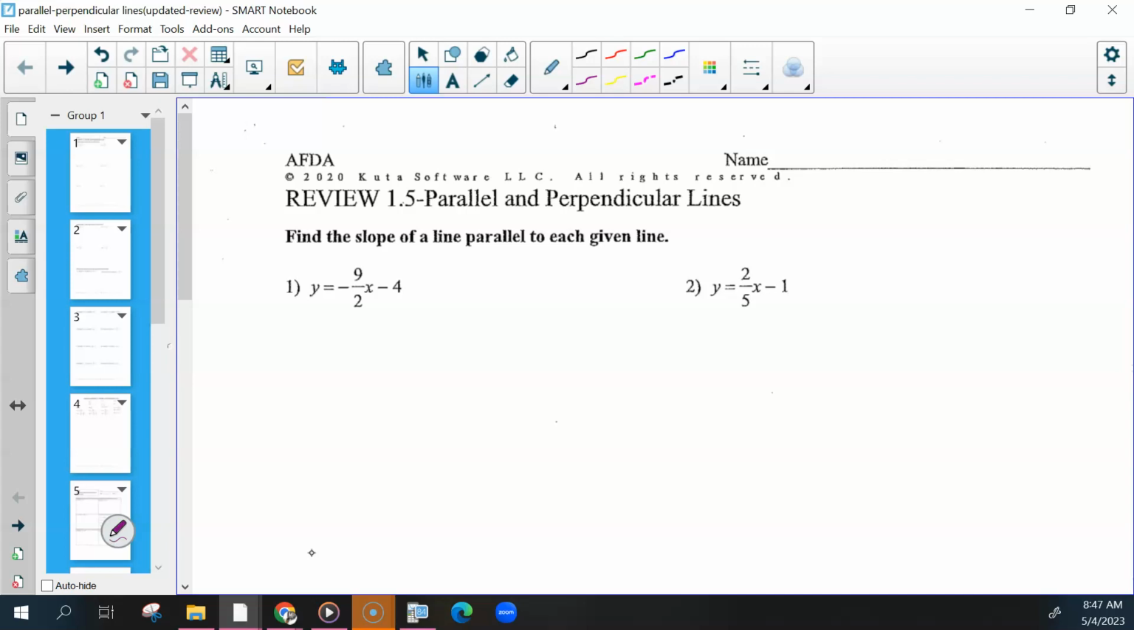Great. So today's review lesson is on parallel perpendicular lines. Before we get into that, I want to remind you what's significant about those two things. Write this somewhere on your paper. Parallel lines have the same slope. Perpendicular lines have negative reciprocal slopes.